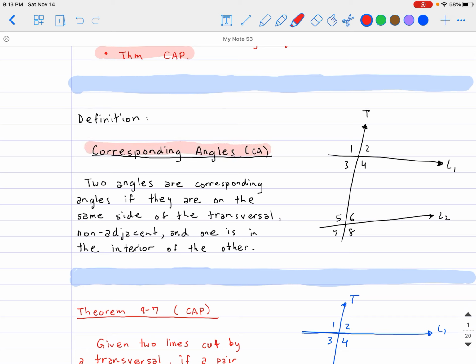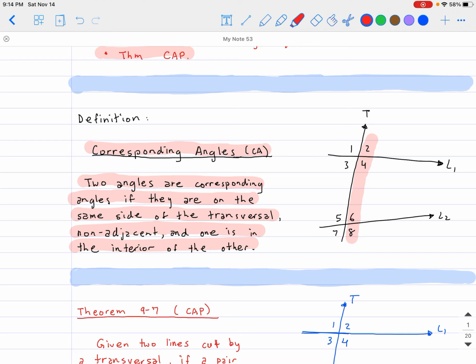So in the picture right here, which I'm going to explain in just a little bit, two angles are corresponding angles if they are on the same side of the transversal, non-adjacent, and one of them is in the interior of the other. You have a picture on the right, and you can see that there are 8 angles that are formed. First off, I'm looking for 2 angles that are on the same side of the transversal. So that means I'm looking at maybe 1, 3, 5, and 7, or 2, 4, 6, and 8. I'm just going to choose one of the sides for the time being. So 2, 4, 6, and 8.